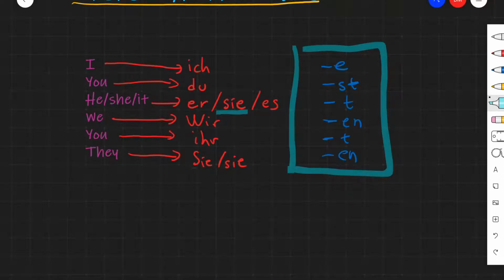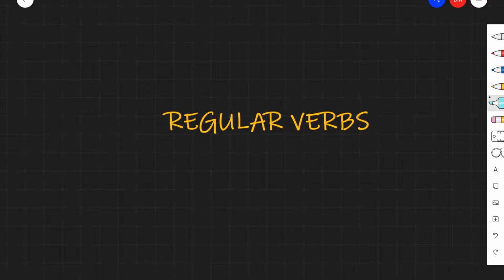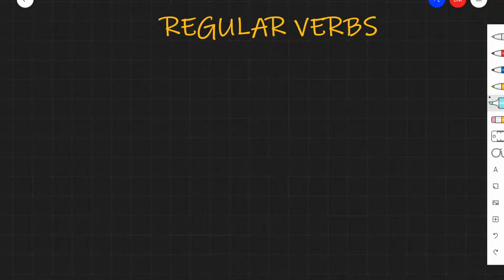Let's go and try to conjugate some regular verbs. So the first regular verb that I can think of now is lachen. Lachen. Okay, it means to laugh.